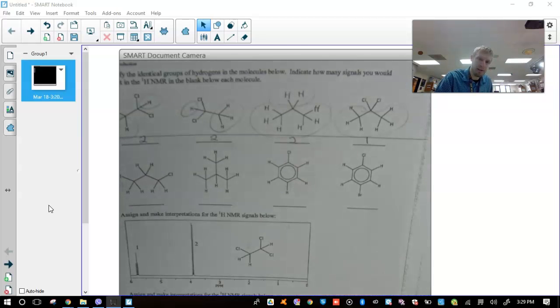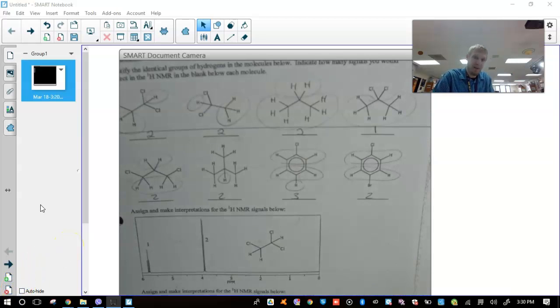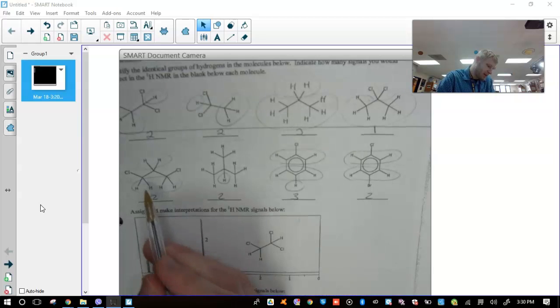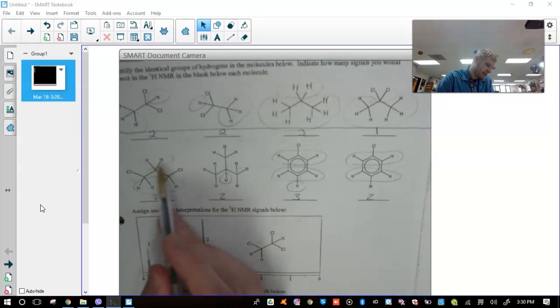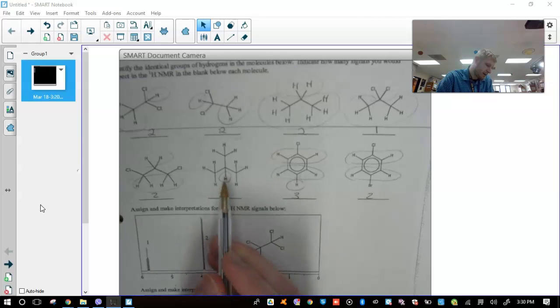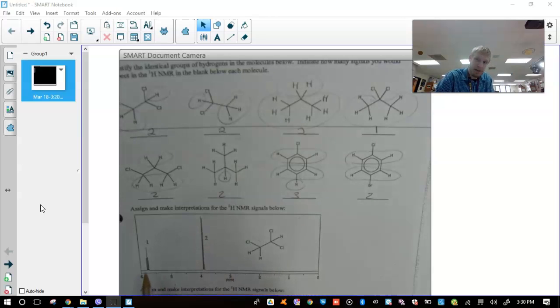I'm going to pause the video and work on them myself, so this would be a good time to pause the video as well. Alright, here are the answers. We have these hydrogens, due to symmetry, are the same. These are different. Here, because of symmetry, all of these hydrogens are the same except for this one that's off of the center carbon. It's different.